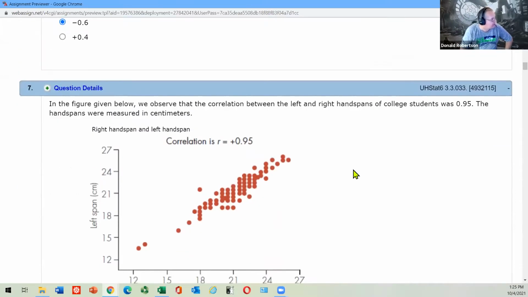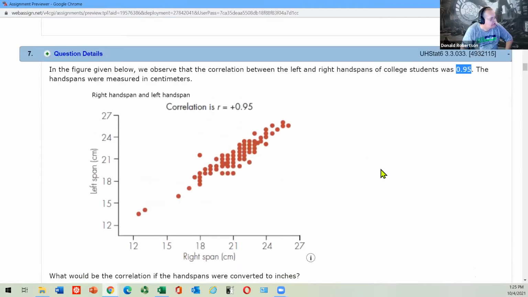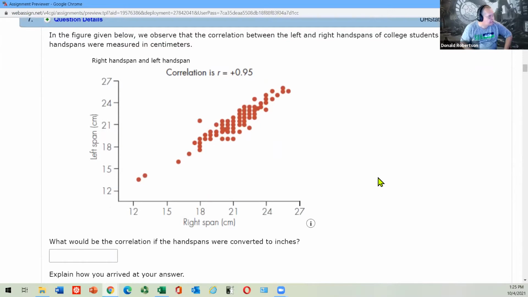Right, this one is, you stretch your thumb to pinky and you measure it, and you stretch it on the other hand and you measure it. Well, someone else does because your hands are full. It's a very strong number, 0.95, and here's what the picture looks like, and this is good. First question, I hope, is straightforward. What would the correlation coefficient be if you measured that in inches? 0.95. Yes, 0.95.